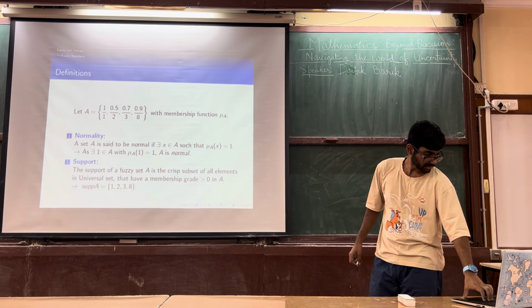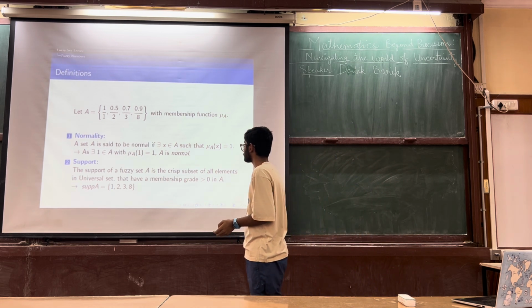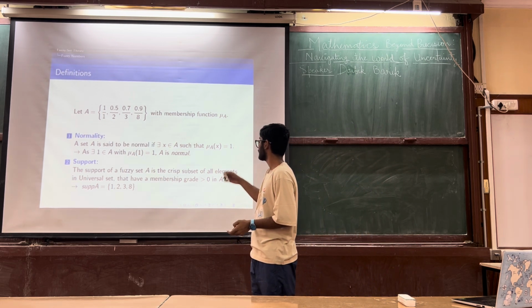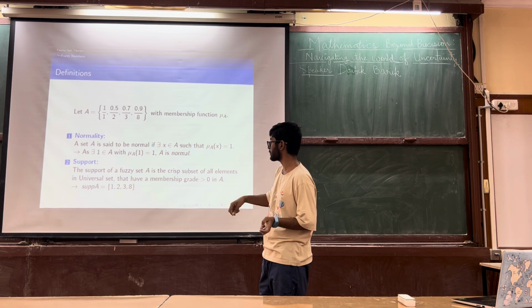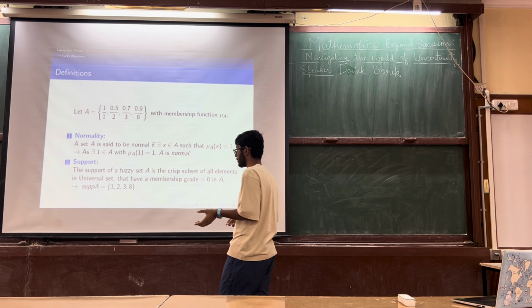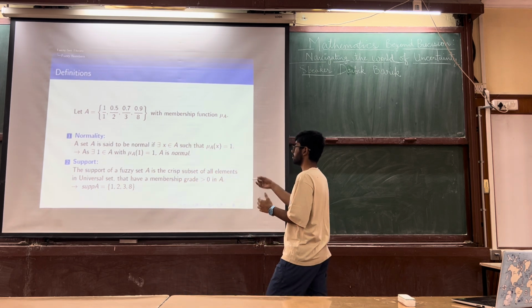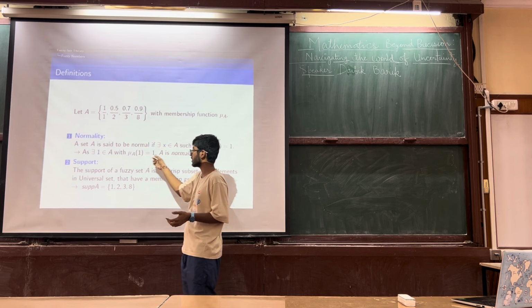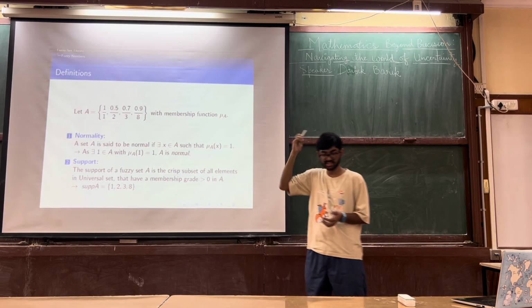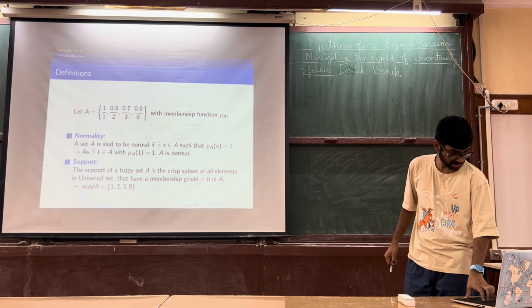And then there is something called the support. The support is the set of elements of the crisp set which have memberships greater than 0. There should be some numbers which have a membership value greater than 0, excluding this number in this case, because if this set is normal, then obviously the support is greater than 0. But yeah, excluding these numbers.